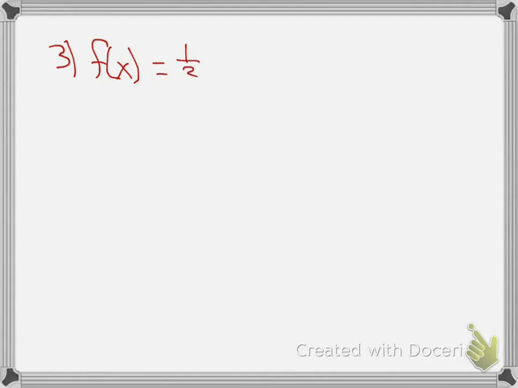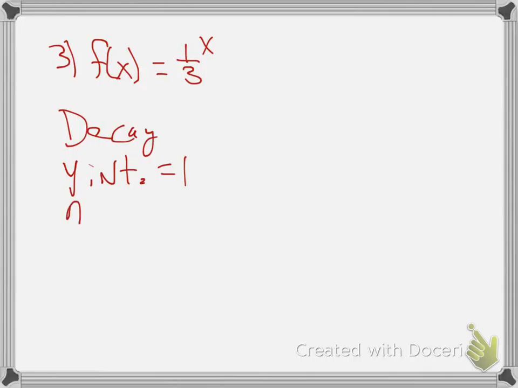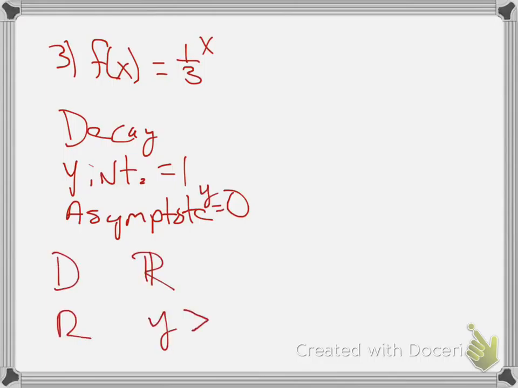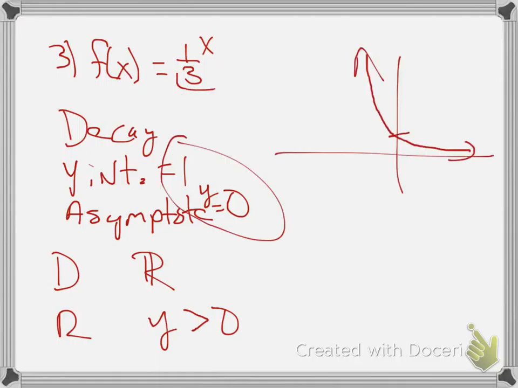To the 1/3 x power. Well, that is a decay. Why is that a decay? Well, that's a decay because that is going to be between 0 and 1. There's no numbers in front, so that means that the y-intercept will still be 1. The asymptote will still be 0. Y equals 0. Domain is still all real numbers, and the range will be greater than 0. Look at that. It's a decay. It goes down. That's what that means.